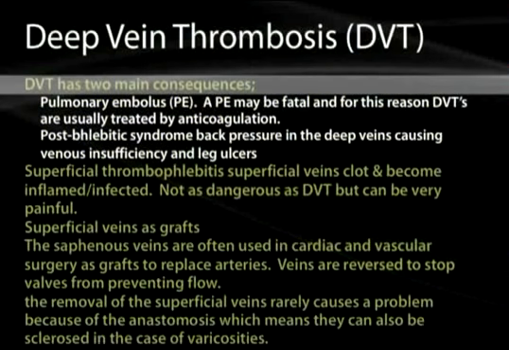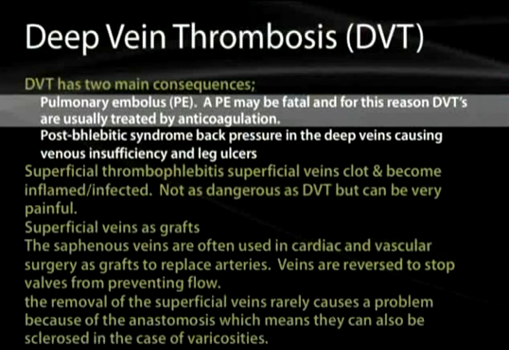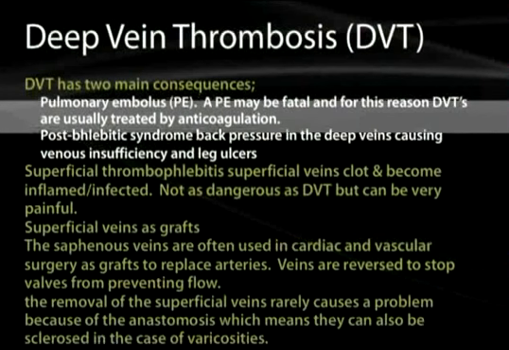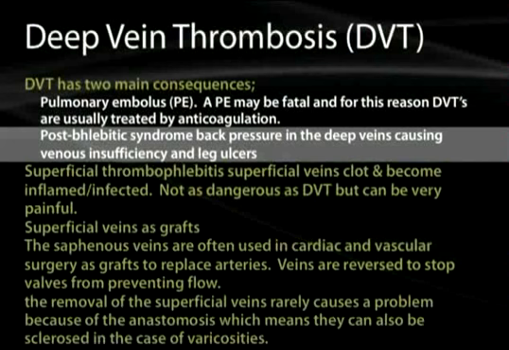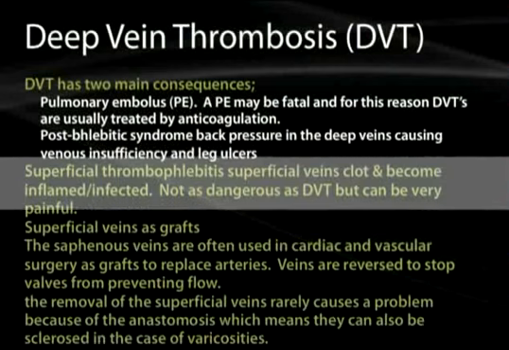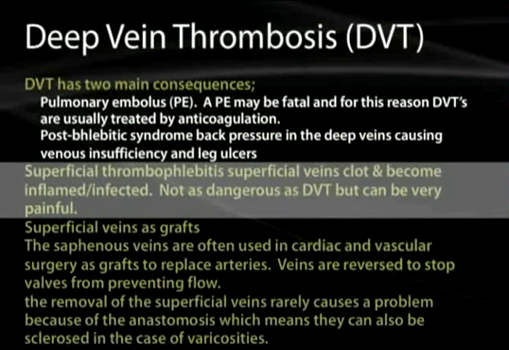There are two main consequences. We've mentioned one, which is the pulmonary embolism. It can be oftentimes fatal. The other is post-phlebitic syndrome, which is going to be back pressure of the deep veins causing venous insufficiency and ulceration of the legs. Superficial thrombophlebitis is going to be superficial veins causing clots, which will lead to inflammation and infection. These are not as dangerous as DVTs, but can be significantly painful for patients. So what you can have in a superficial vein, you can have in a deep vein.